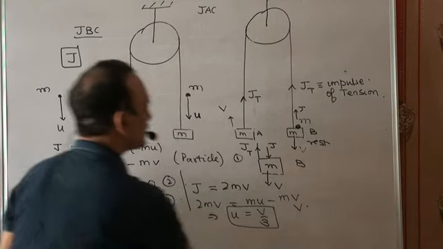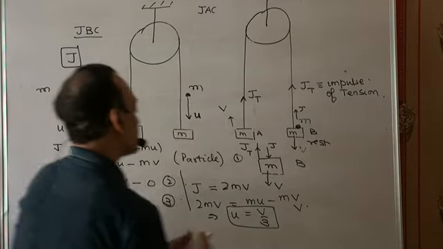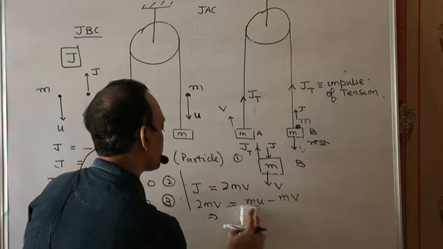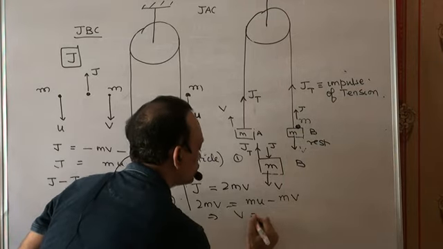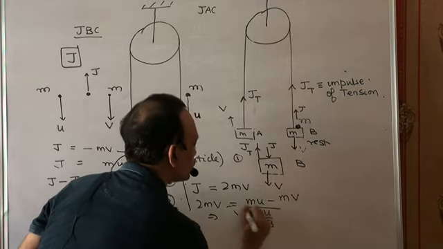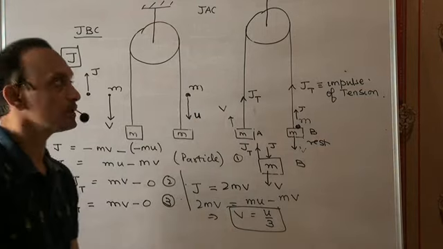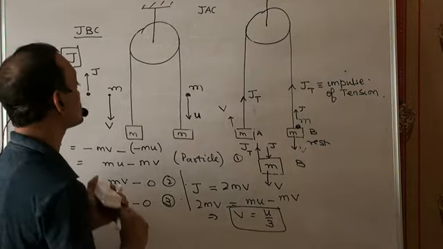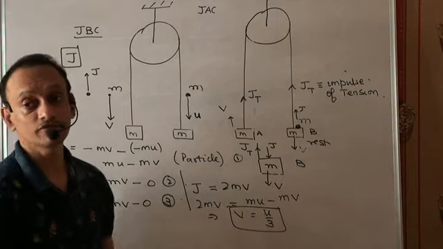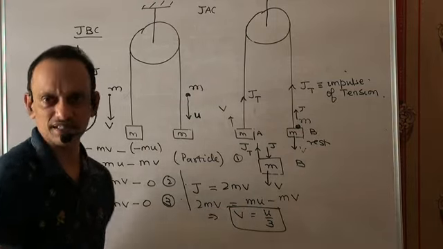Or v, yes or no? I'm so sorry. V equal to u by 3. Yes or no? That means the final velocity of the system is going to be 1/3 of u. And you know, this is how you write your impulse equations.